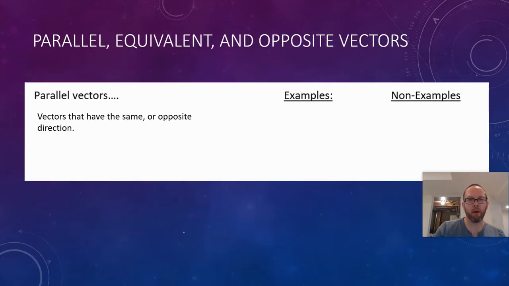A few more definitions. Vectors can be parallel, equivalent, and opposite. And these definitions are pretty intuitive. Parallel vectors have the same or opposite direction. So I'm going to draw, for example, here's two parallel vectors. I'll just call them U and V. U and V are parallel. They point in the same direction.